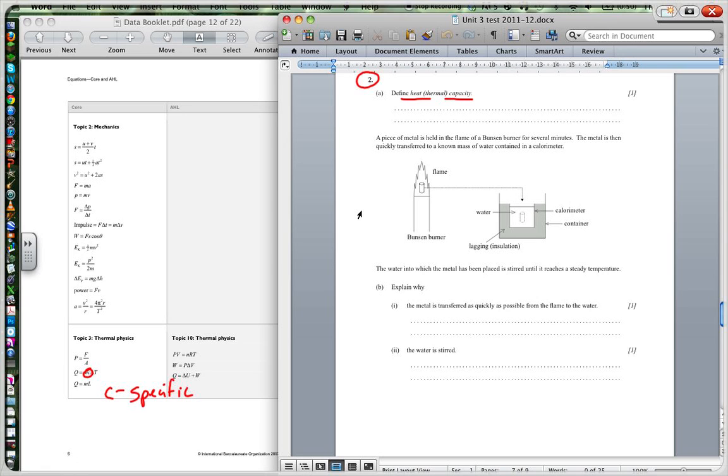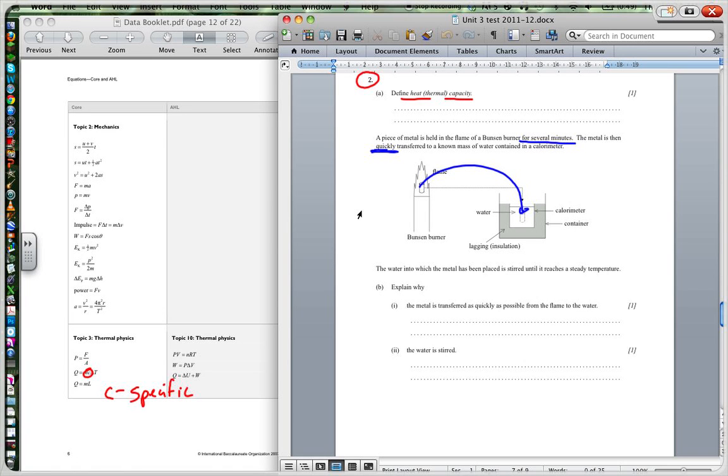It says a piece of metal is held in a flame of a Bunsen burner for several minutes. The metal is then quickly transferred to a known mass of water contained in a calorimeter. Now, I just want to highlight two points here. Firstly, this idea of quickly. So we take this piece of metal and we put it in quickly. Obviously there we're going to assume that we're not losing any heat in that process because we're doing it quickly. If we did it very slowly, it would lose some heat.